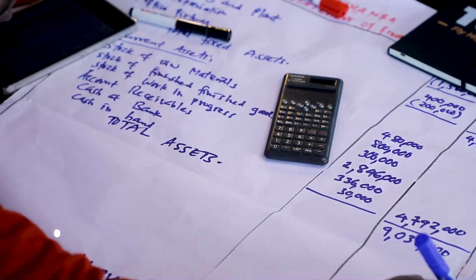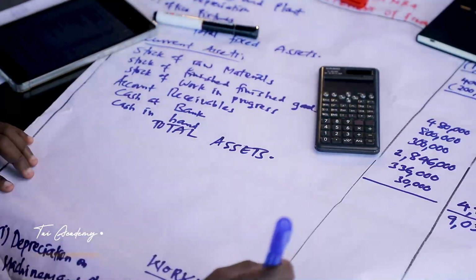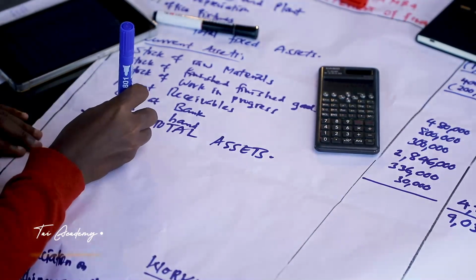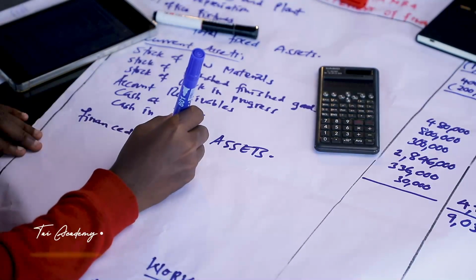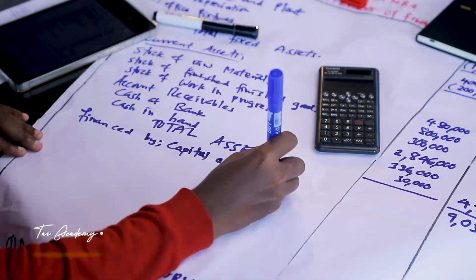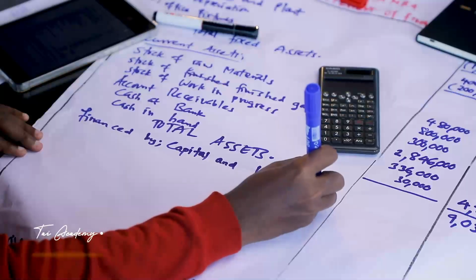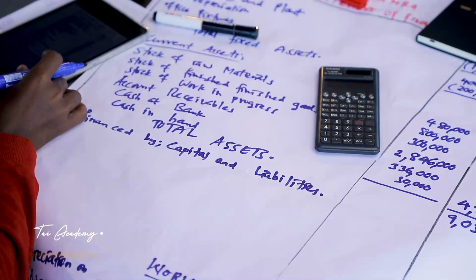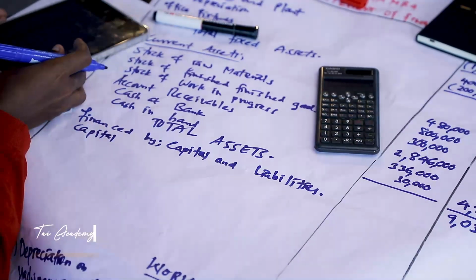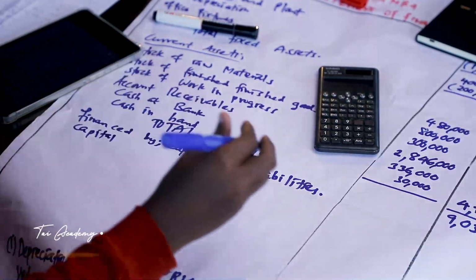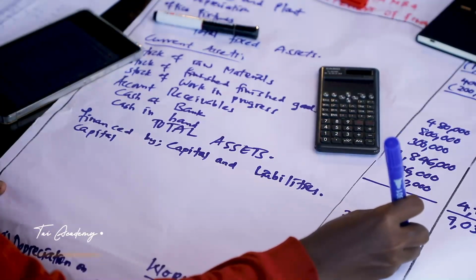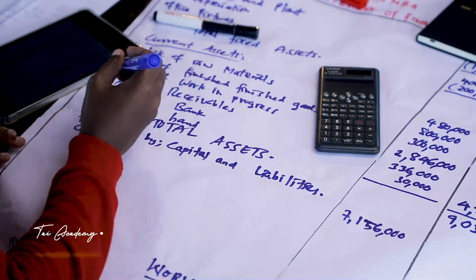So after getting the total assets, remember that the balance sheet is comprised of assets, capital and liabilities. So here you'll have financed by capital, and liabilities. So from the question, capital was 7 million, so we'll have capital, which was 7,100,056. Then we add the net profit.